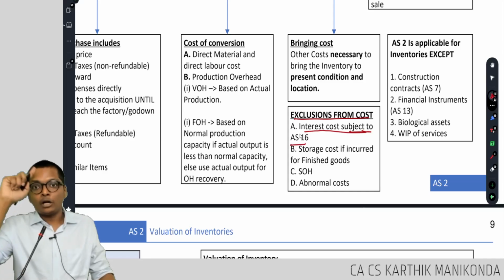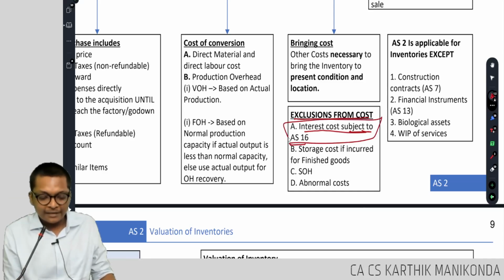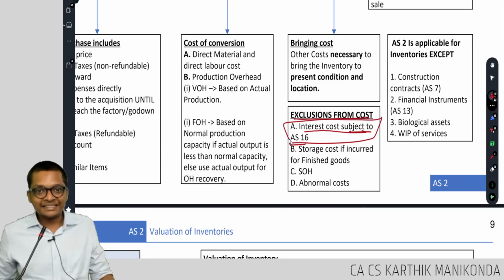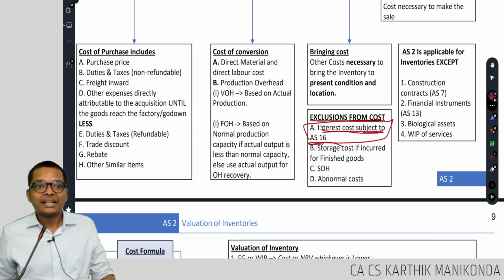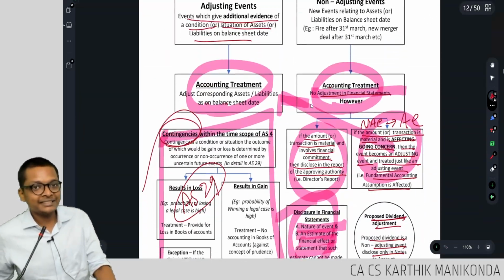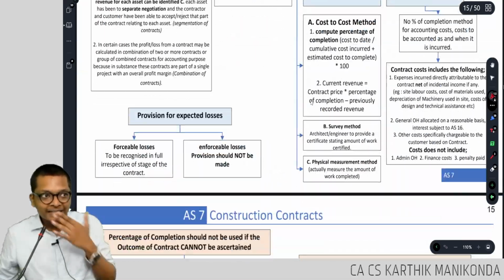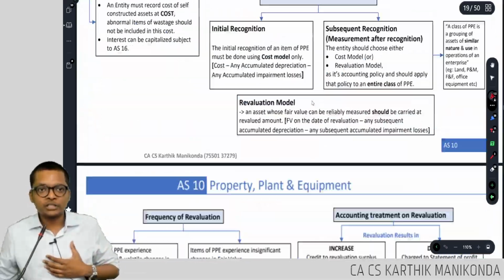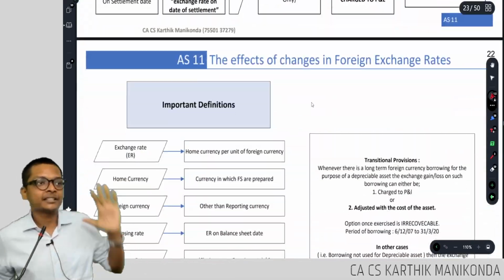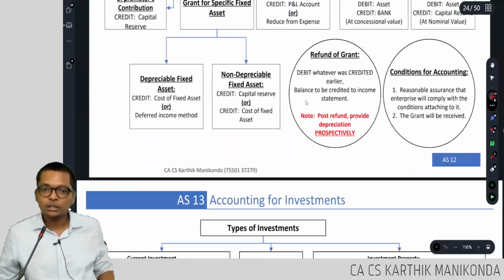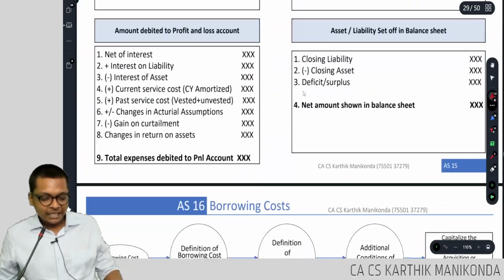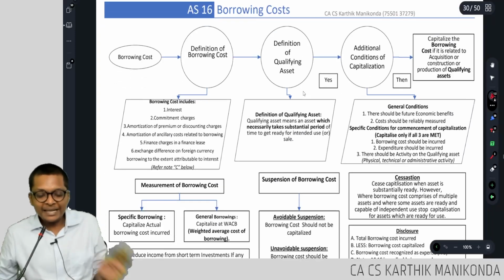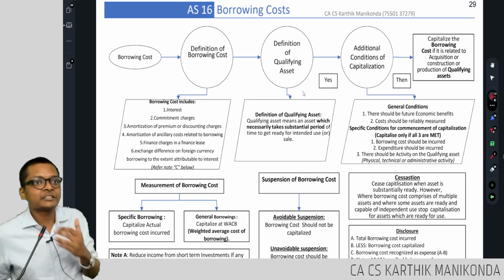When I taught AS2, I don't know if you understood. That time I told you I will teach you later in AS16. Standards have interlinking, guys. So interest cost is subject to AS16. What is AS16 saying? You can capitalize. Then if Casa Grande is building houses, it is inventory, and I will capitalize. Are you following, guys? Here in AS16 they are only saying asset. They are not saying fixed asset. It can be any asset: inventory, investment, anything.